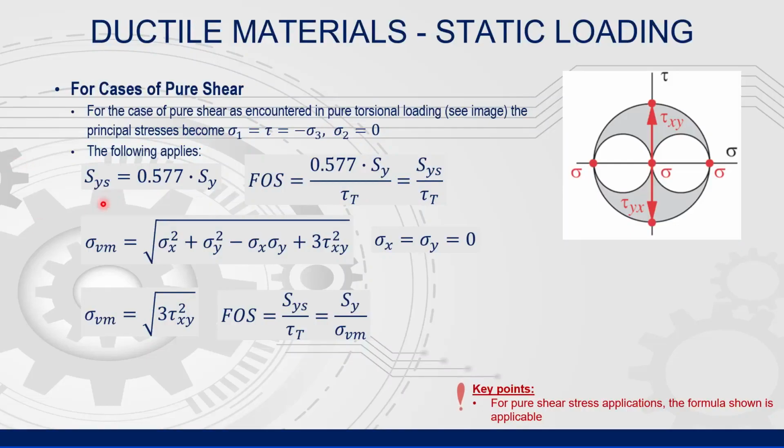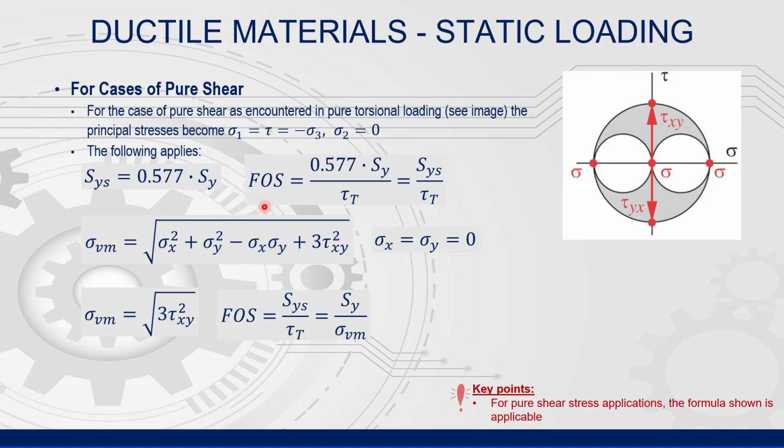The shear strength for a given material is 0.577 times the tensile yield strength of said material. Thus, the factor of safety in a situation like this can be defined as 0.577 times the tensile yield strength divided by the torsional shear stress, or else it's also equal to the material shear strength divided by the torsional shear stress. Remember, in this situation, sigma x, sigma y, and if necessary, sigma z are all equal to 0.